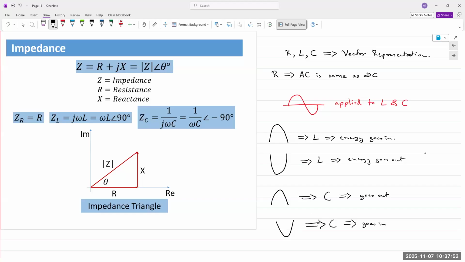Okay. All right, so then let's talk about what's reactance and what's impedance. Pure inductors and pure capacitors do not have any resistance, ideal ones. Ideal inductors, the resistance is 0. Ideal capacitors, the resistance is infinite.